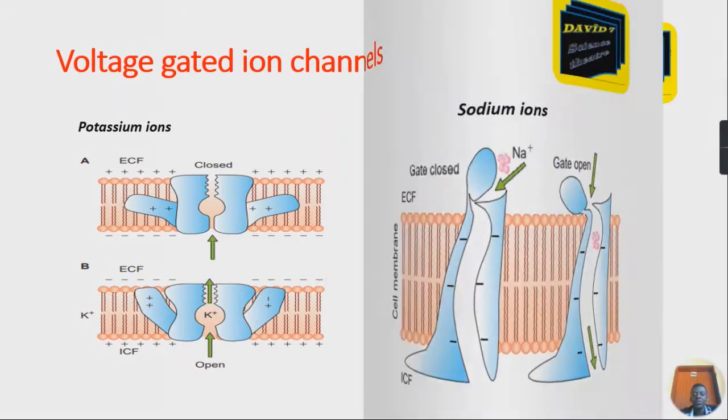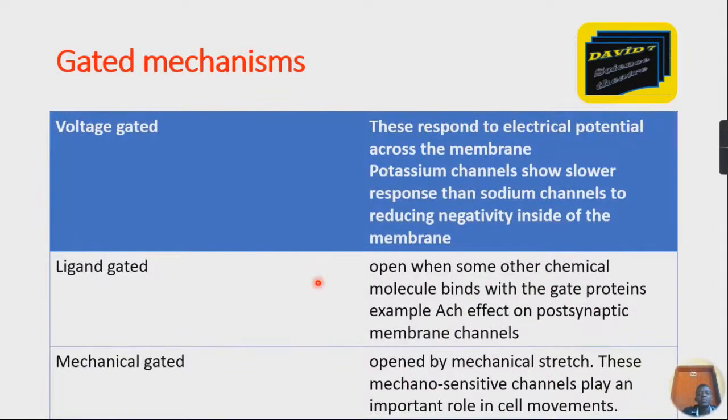So let's continue. The gating mechanisms are basically three. We have voltage-gated channels, and these respond to electrical potential. The ligand-gated channels respond to chemical binding, while mechanically gated channels respond to mechanical stretch. The voltage-gated channels respond to electrical potential across the membrane. For example, we have potassium channels and sodium channels, where the potassium channels show a slower response than sodium channels to reducing negativity inside the membrane.